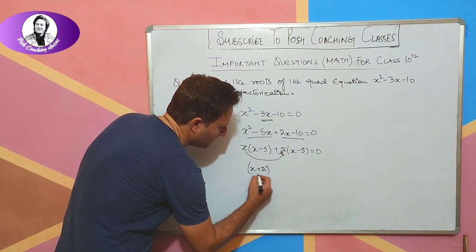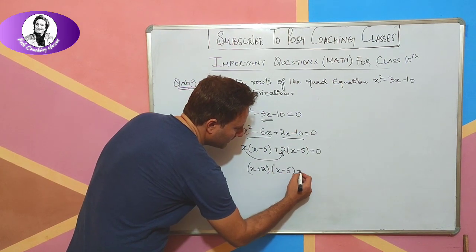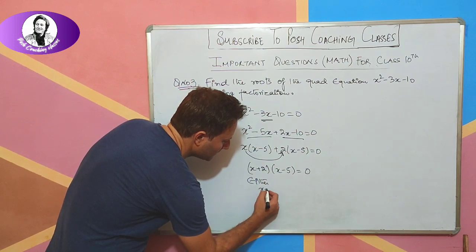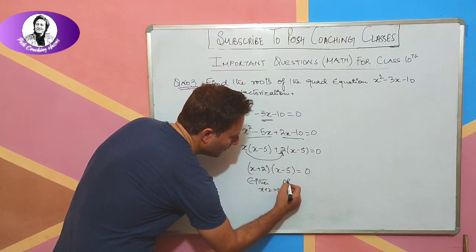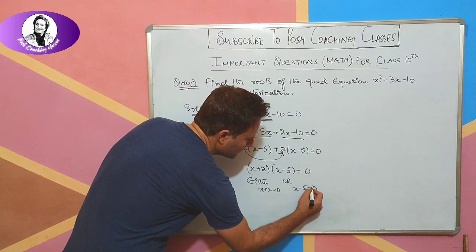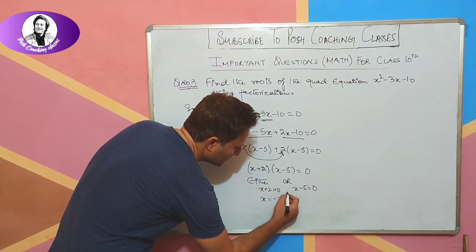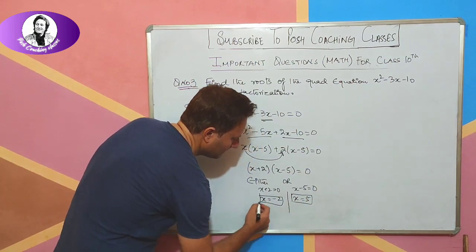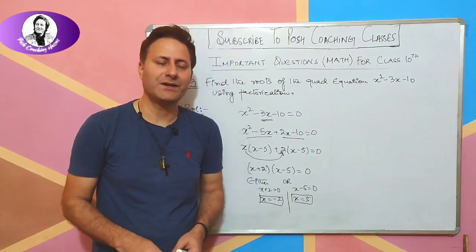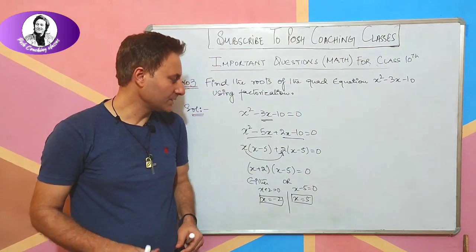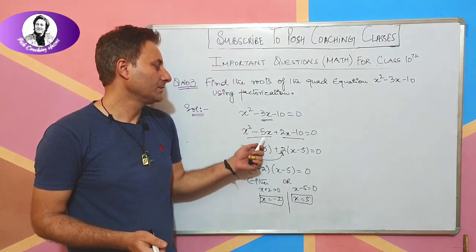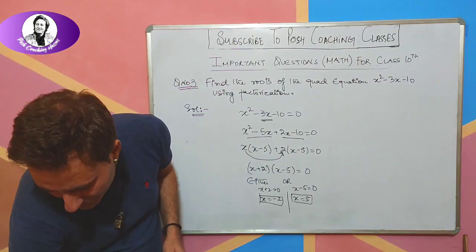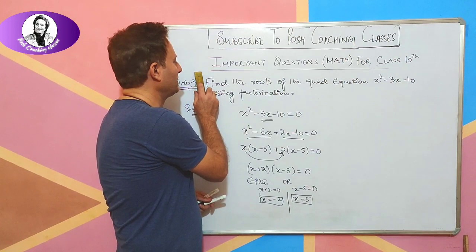X plus 2, x minus 5 is equal to 0. So either x plus 2 is equal to 0 or x minus 5 is equal to 0. X becomes minus 2 and x becomes 5. Is that correct? I think it's very easy to understand. Just a simple procedure, and it is done. So I hope this is clear. I'll rub this off.